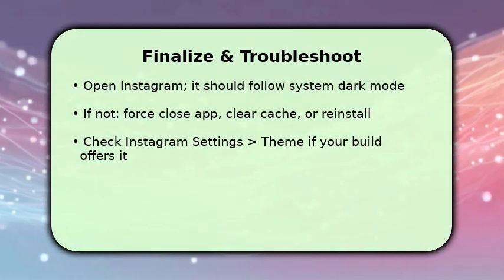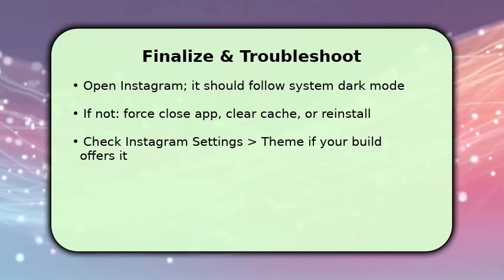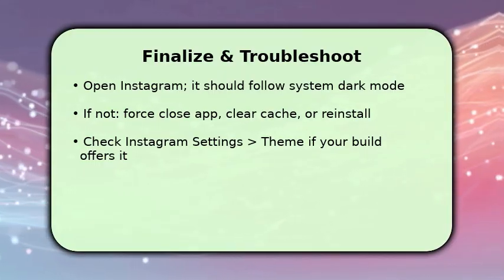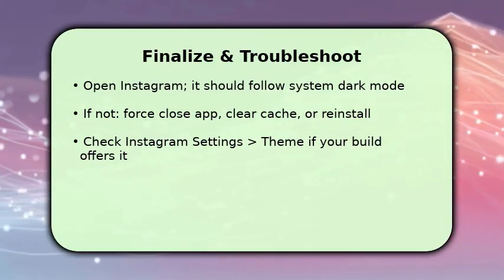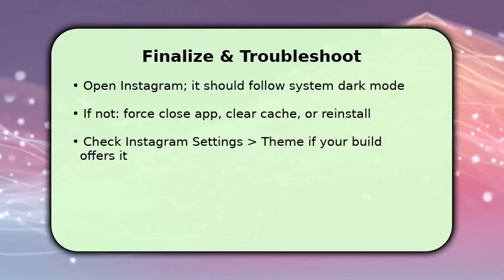If it still shows light mode, force stop the app and relaunch. Make sure background process limits aren't preventing theme updates. If that fails, clear Instagram cache on Android or reinstall the app, then retry.